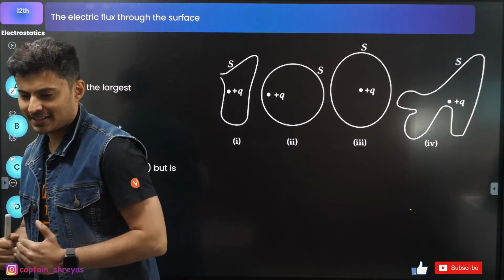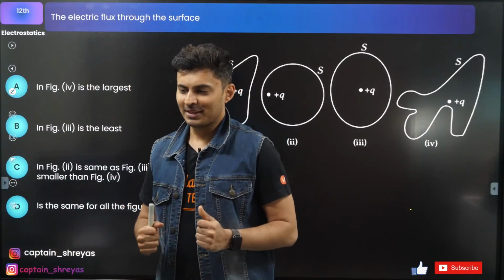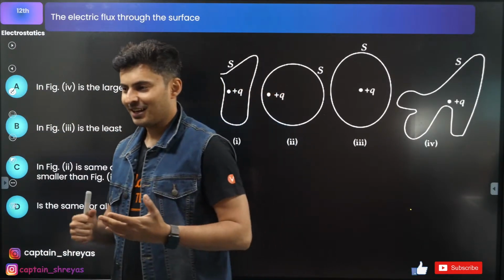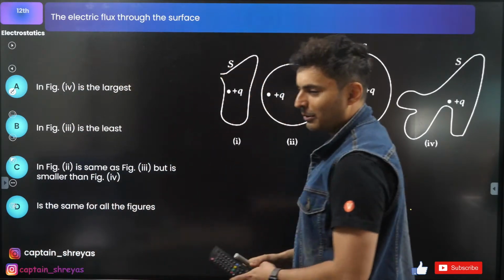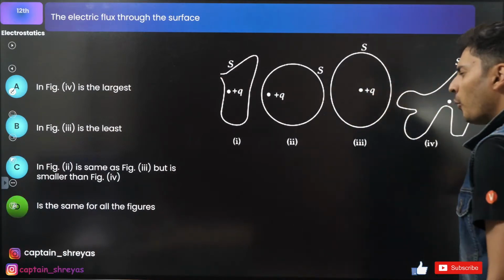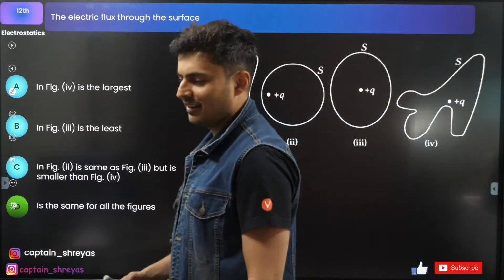Come on, my dear students. What's the answer? Is it option D? Is it option A? Is it option B? Okay, Saran saying D. Everybody else? Aditya also saying D. Very good, guys. It is same for all the figures.